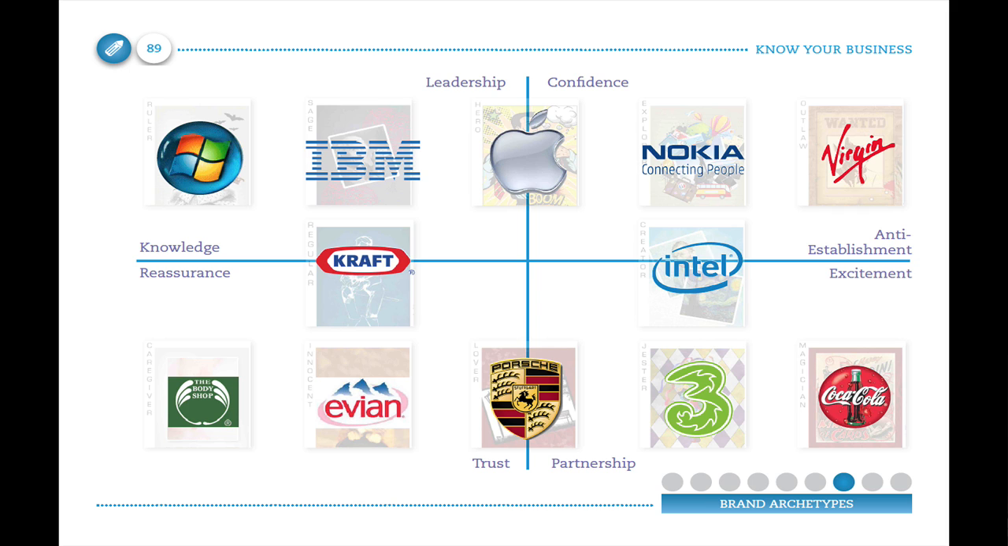In the middle, you've got Kraft there, and Intel as the creator. Down the bottom, the Body Shop, Innocent as Evian, Porsche as the lover, 3 is the jester, and then Coke is the magician. So it's not right or wrong, it's very much a personal relationship, but certainly for me, they're brands that seem to fit those archetypes. Now, the closer you can align your brand to one archetype, obviously the more consistent you'll be, the more relatable you'll be.